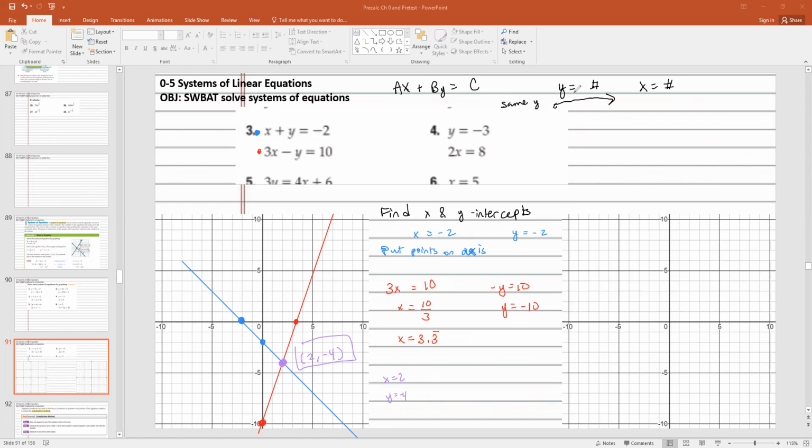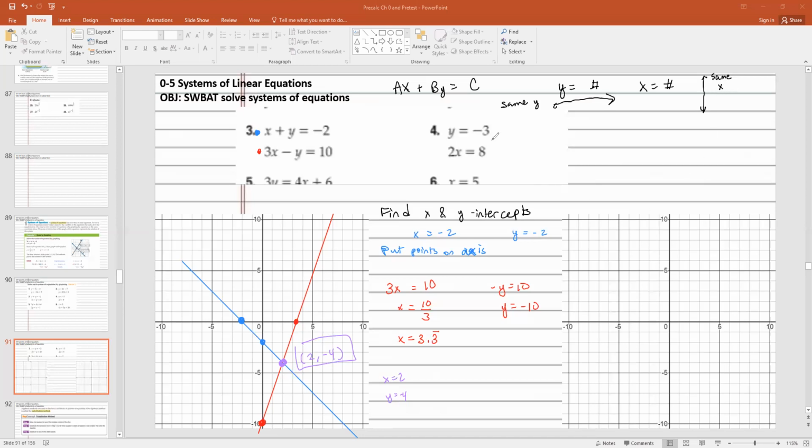Same y. Okay. And likewise, for x, usually we think x is horizontal, like the x-axis. However, if it's x equals, it's going to be the same x. So that means it's going to be a vertical line. Same x.